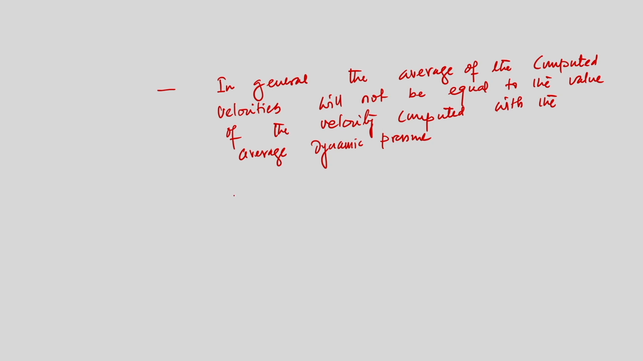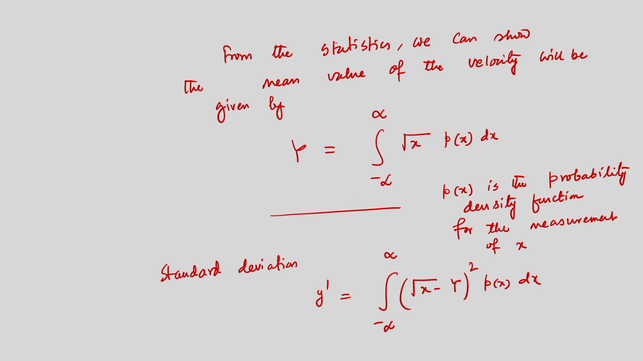Another important thing, if we go back to the previous slide, is this probability density function P(x). If we need to calculate the standard deviation and mean value of the velocity, then we have to know the probability density function explicitly, and these integrals could be very difficult to evaluate.